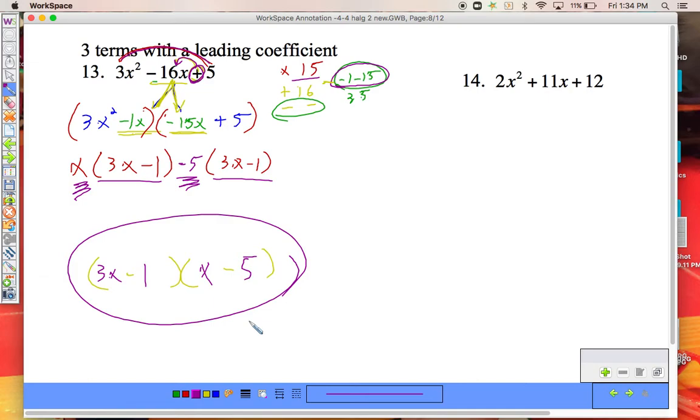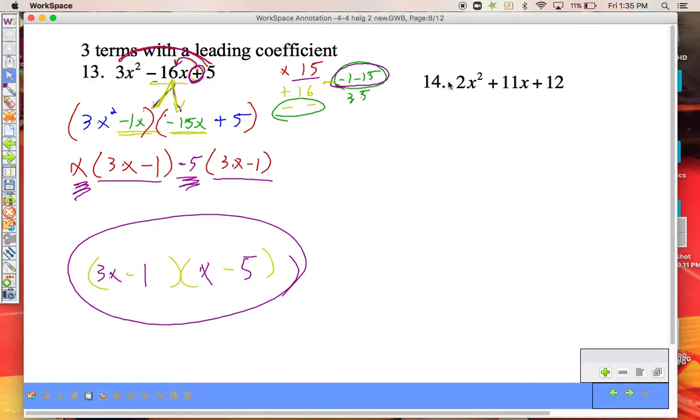All right, so we're going to take a trinomial that has a leading coefficient, a number x squared, and we're going to take apart that middle term using our rules into two terms and group by 2's. All right, so let's look at 14. Leading coefficient. So I'm going to say right offhand, last term's positive, middle term's positive, it's going to be a plus plus.